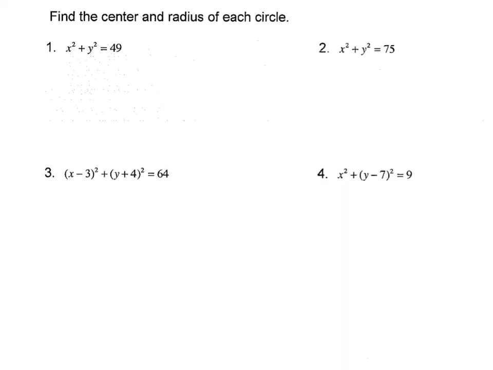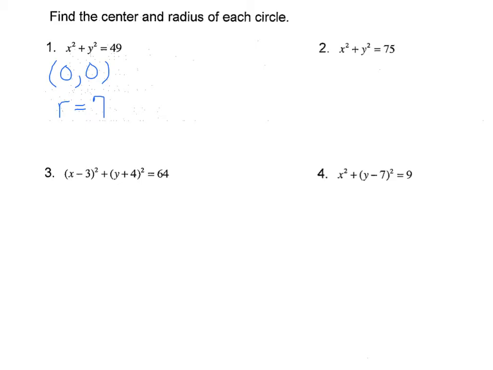Find the center and the radius of each circle. For number 1, x squared plus y squared equals 49. Since there aren't any numbers attached to the x and the y, my center in this case would be 0, 0. My radius is, well, you have to think about it. What number squared would give you 49? You're correct, it's 7. And it's only going to be the positive 7 because you're talking about a measurement.